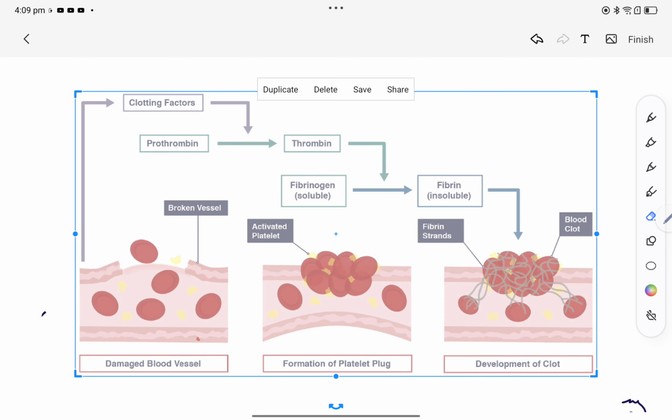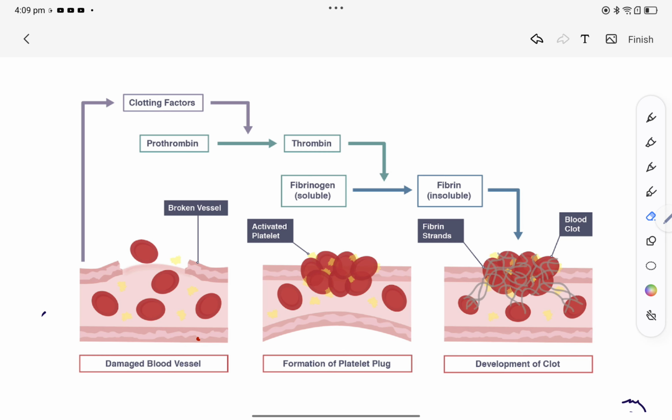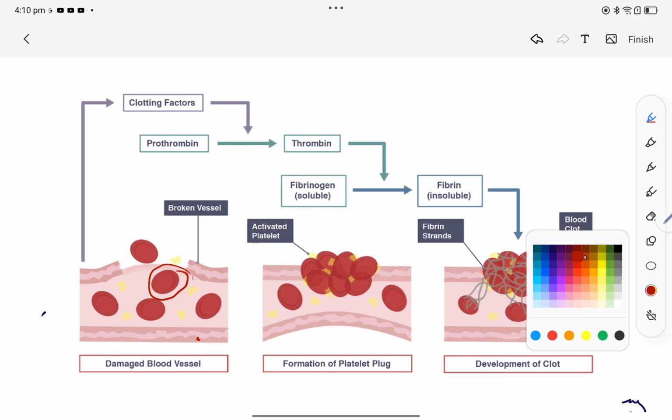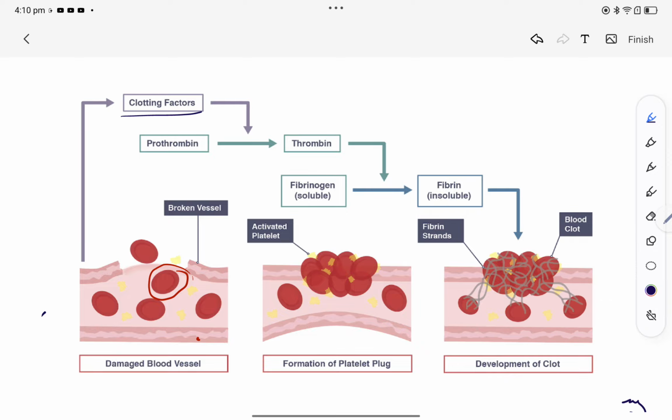Okay. There was some delay, but we got the diagram. So here what we can see. There is a damaged blood vessel, a broken vessel. And from here, blood is coming out. These are red blood cells. We have studied that they are biconcave, right? These red blood cells are coming out from the broken vessel. So what do the clotting factors do?